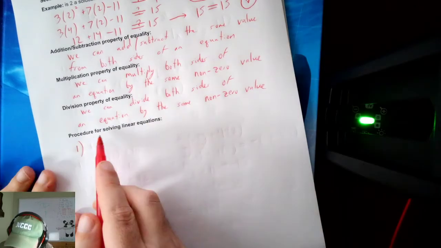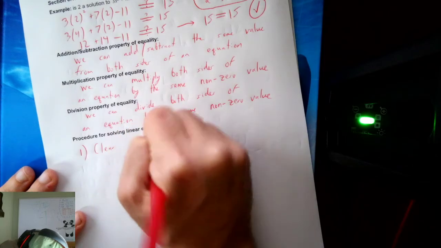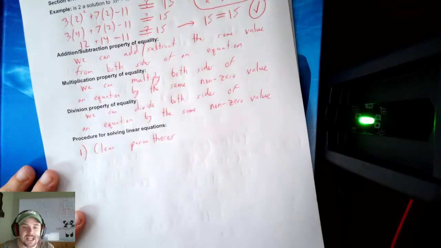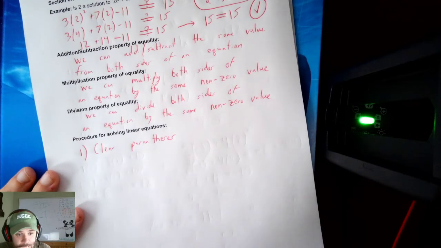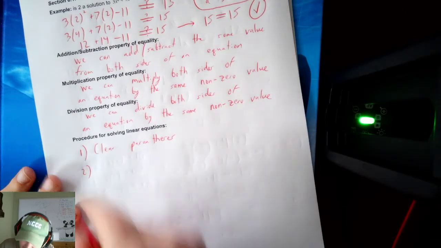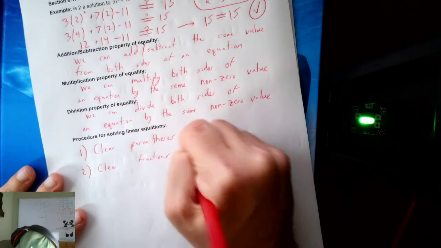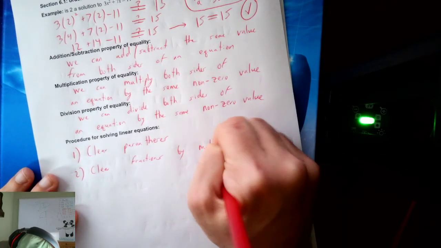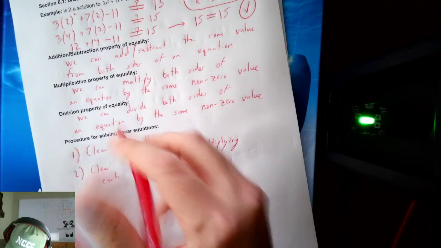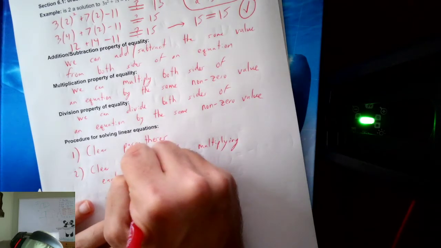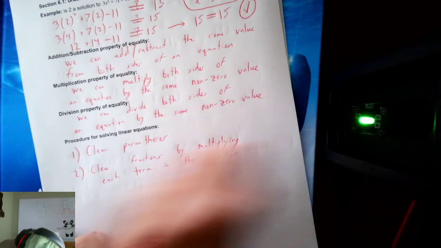The first step for solving equations is clear parentheses. We want to get rid of any parentheses that might show up in our problem. Get rid of those parentheses. Very first step. Step 2 is clear fractions by multiplying each term in the equation by the common denominator.